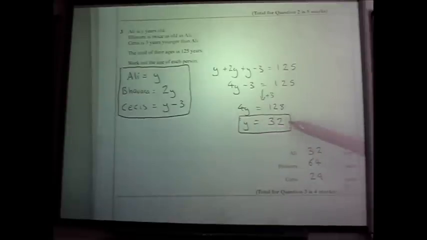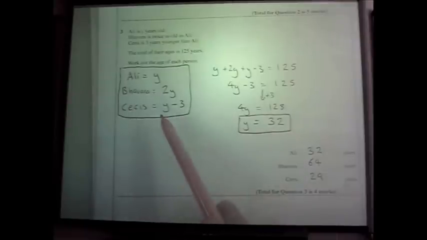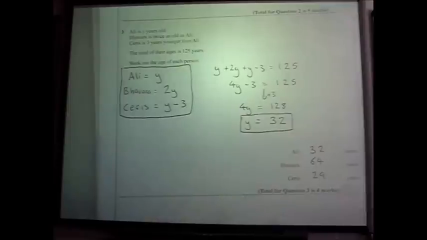So Ali is 32 years old. The person who's 2y is 2 lots of 32, so that's why she's 64. And this person, Keris, is y take away 3, so 32 take away 3 gives you 29 years old. That's the way I do it. There are other ways, but I think that's the most logical one.